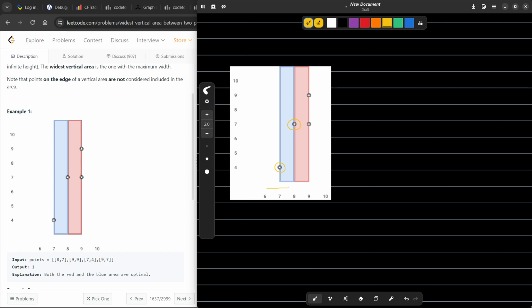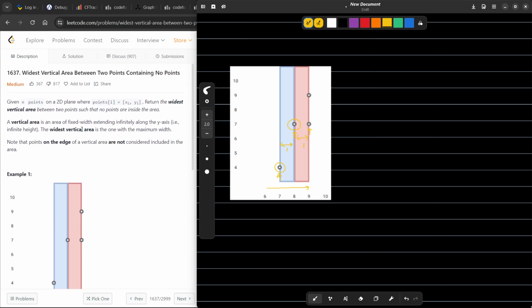If we go through the x coordinate, after this point is 7, the next point is 8, and after this point is 8, there are 2 points at position 9, right? So you see the maximum distance between two consecutive points is 1 only, right? And this is exactly what they want in the answer. This is the widest distance between any 2 points.